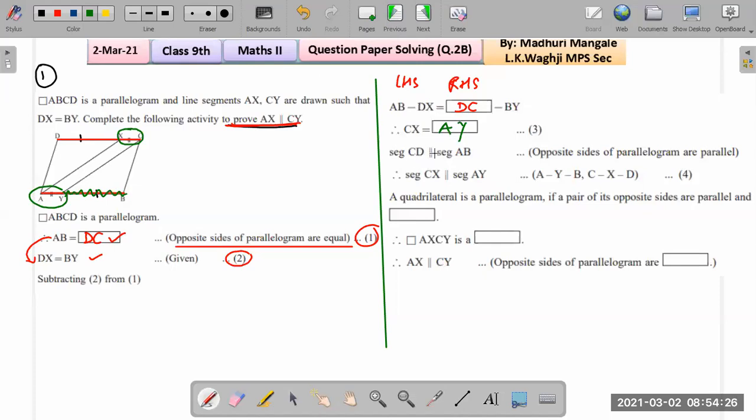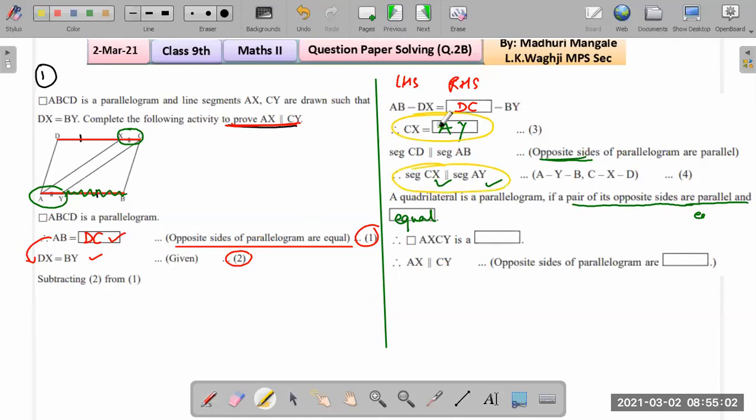So we have shown that CX is equal to AY, and we know that opposite sides of a parallelogram are parallel. Therefore, CD is parallel to AB, CX is parallel to AY. Now, remember this one important property of quadrilateral, that if the opposite sides are parallel and equal, here the word is missing, of course, we need to write equal over here. So what have we got? We have got that these two sides, they are equal and they are parallel.